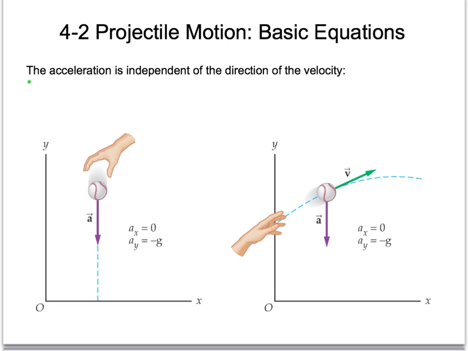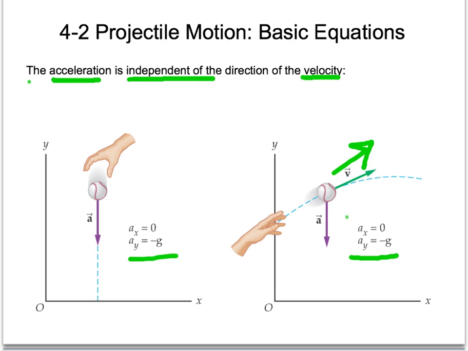This we talked about on free fall day. Acceleration is independent of velocity. So if I drop the ball straight down, its acceleration is negative 9.81 meters per second squared. If I throw the ball at an angle, its acceleration is negative 9.81 meters per second squared in y, downward.